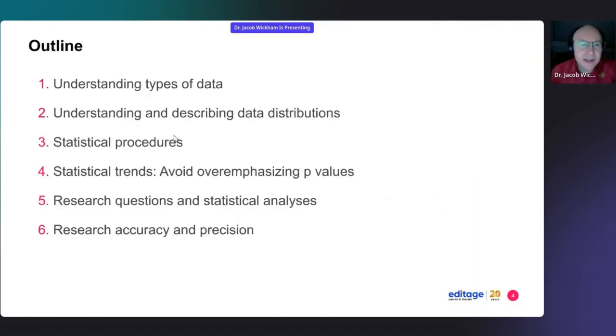So here's an outline of the talk. I already commented on how important it is to understand the types of data you have and be able to understand and describe data distributions. I'll cover statistical procedures, in particular, parametric versus non-parametric statistics, avoiding overemphasizing p-values, how to frame a research question and do an appropriate statistical analysis, and then I'll comment on research accuracy and precision.